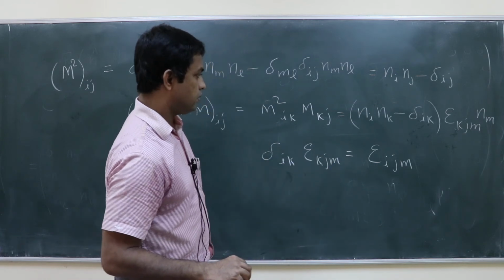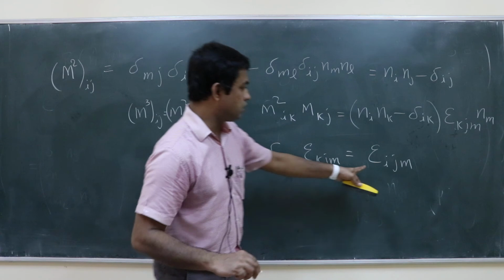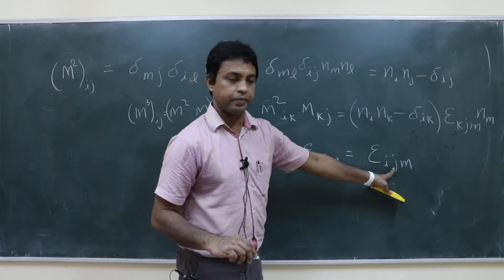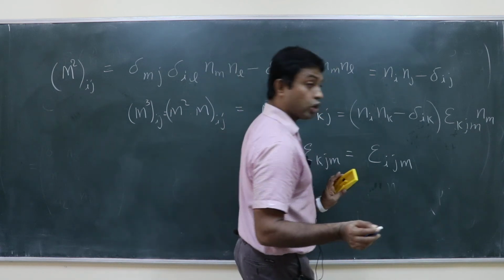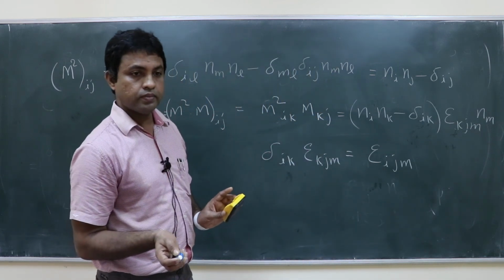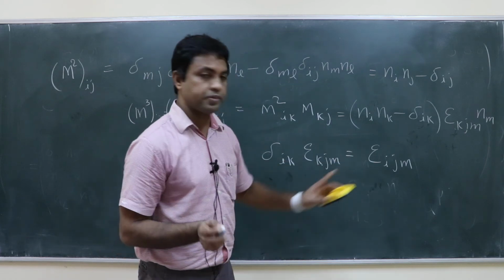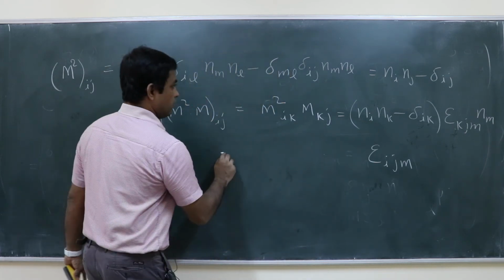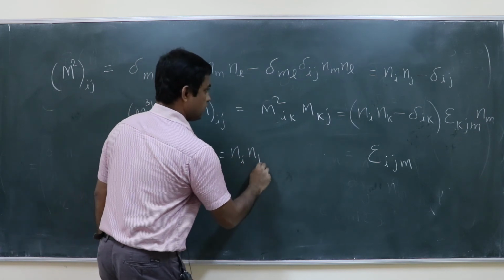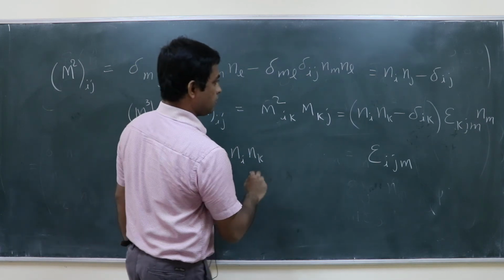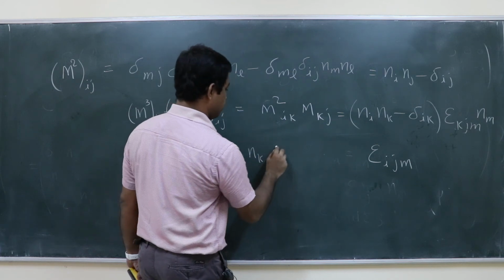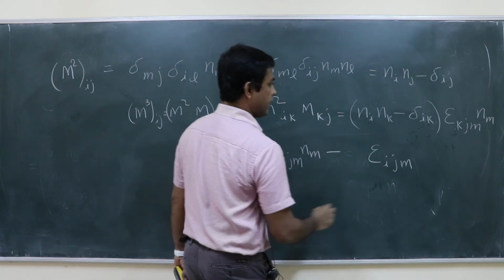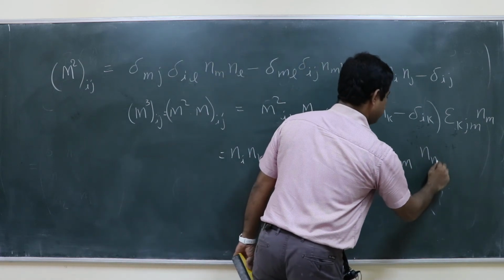So this is fine. Yeah, this is correct, right? Epsilon ijm. I can write this as epsilon ijm, right? Yes or no? Can I write this is equal to epsilon ijm? That is the same. Yes. Yes, sir. Okay, so now this one: epsilon kjm nm minus epsilon ijm nm.